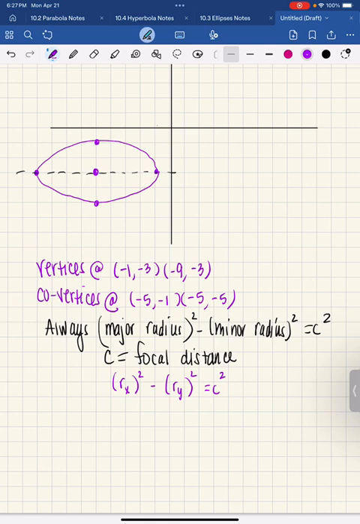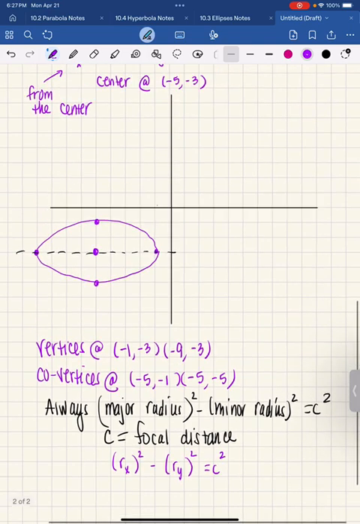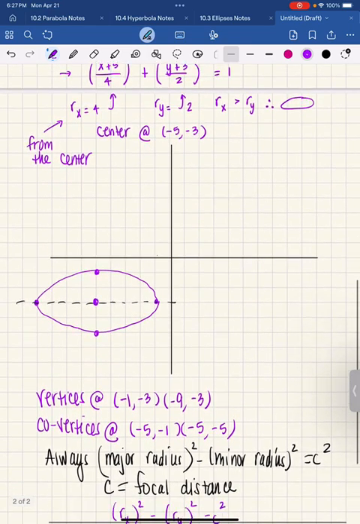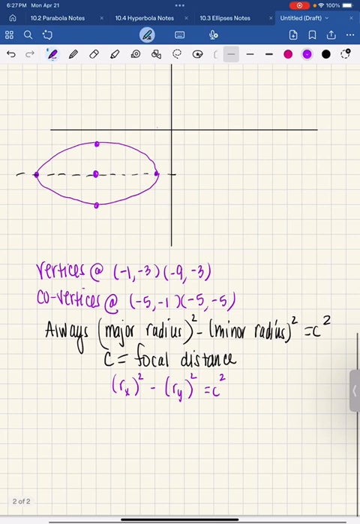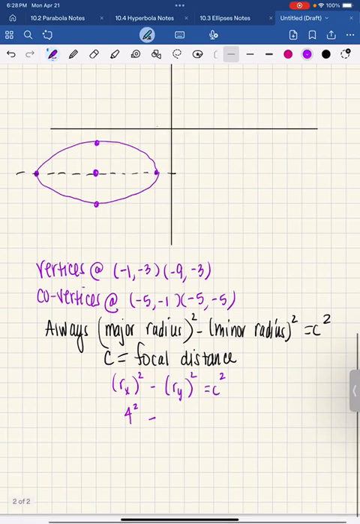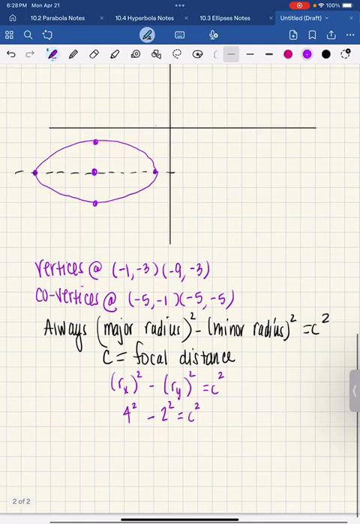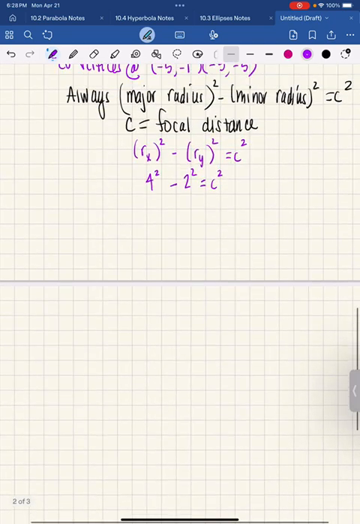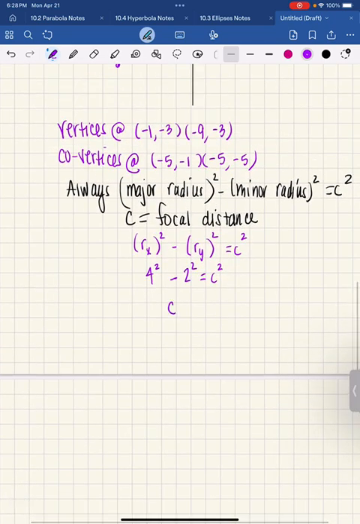So my major radius was 4, so that's going to be 4 squared, minus my minor radius was 2, and that's going to equal c squared. So that's 16 minus 4, which is 12. Always, always, always simplify radicals. So the c is going to be 2 root 3.